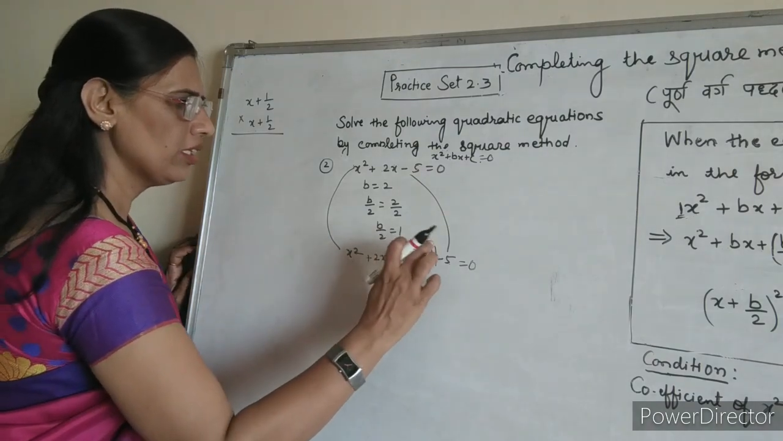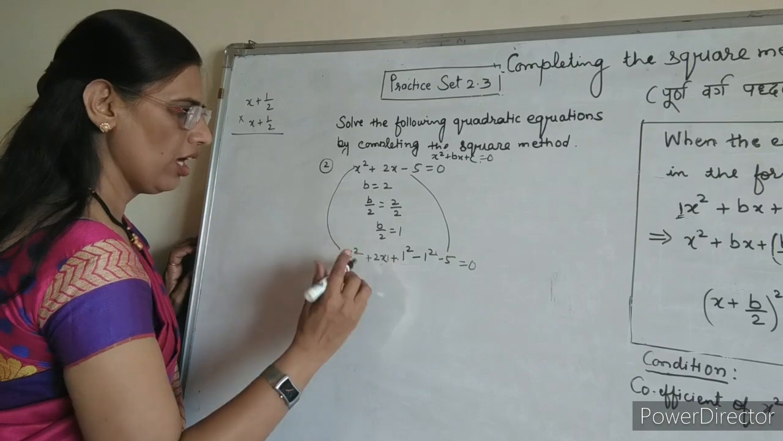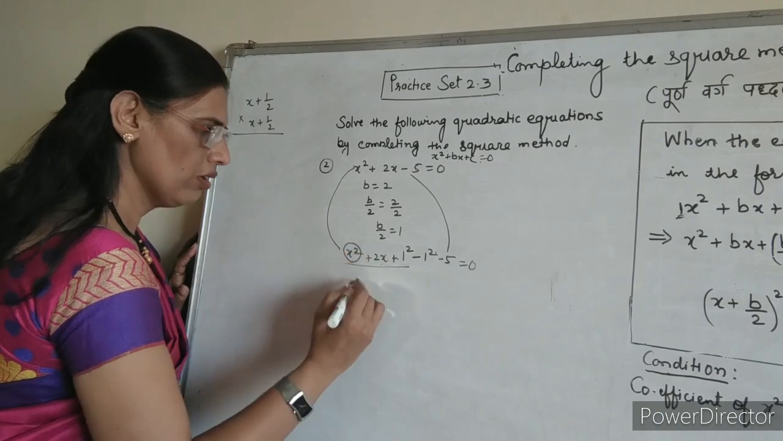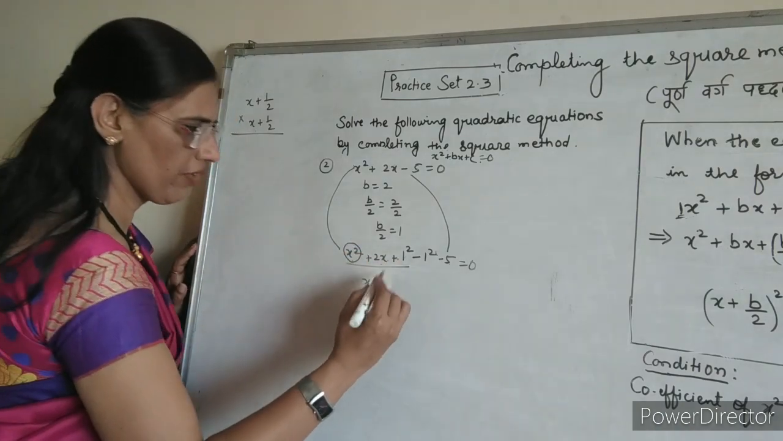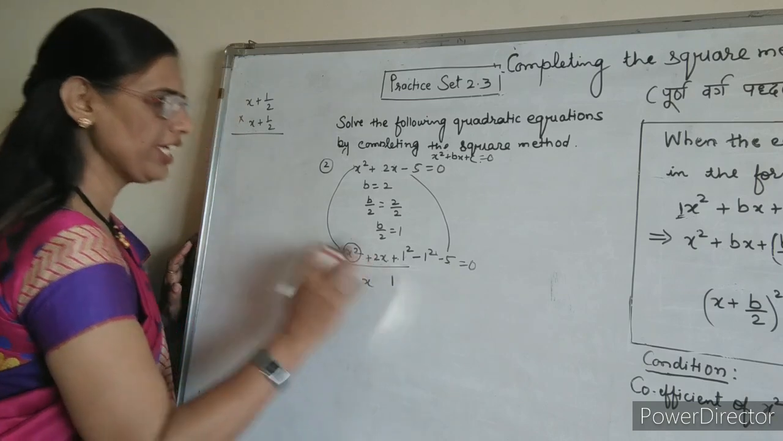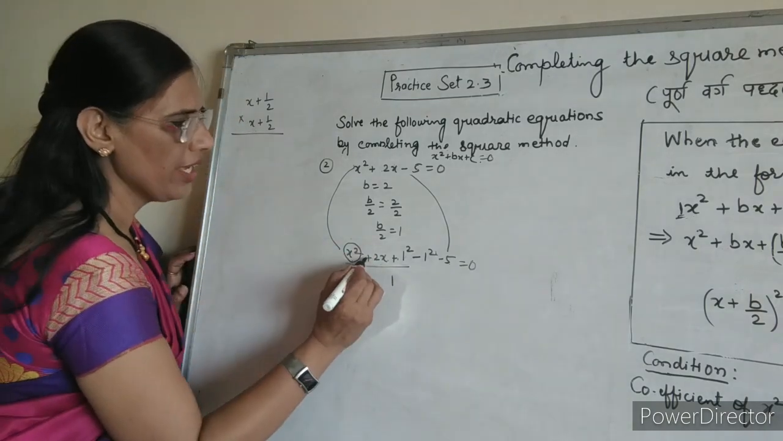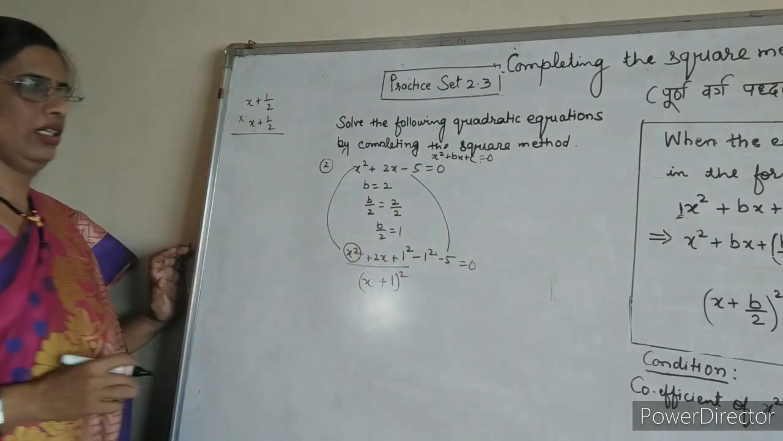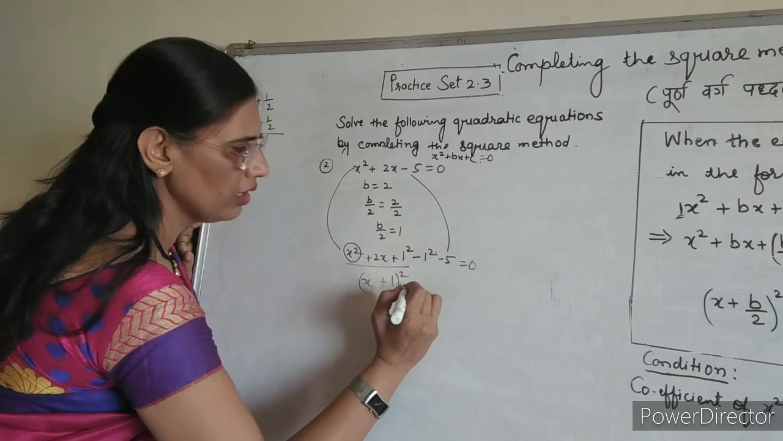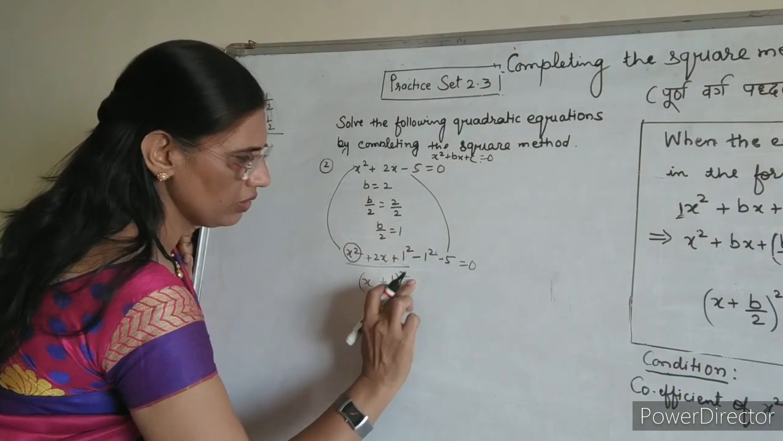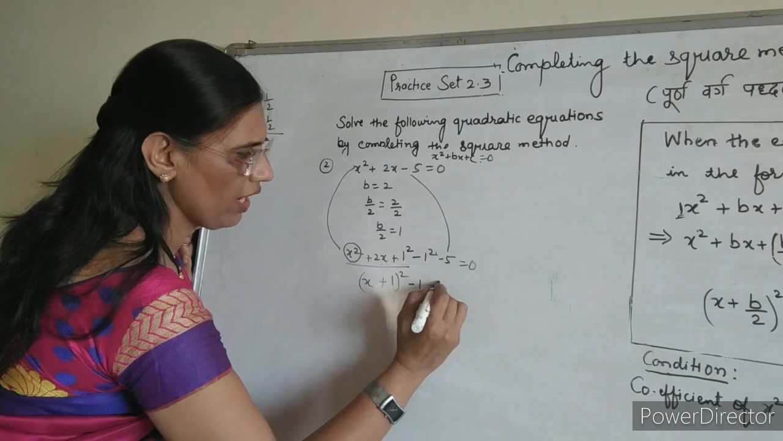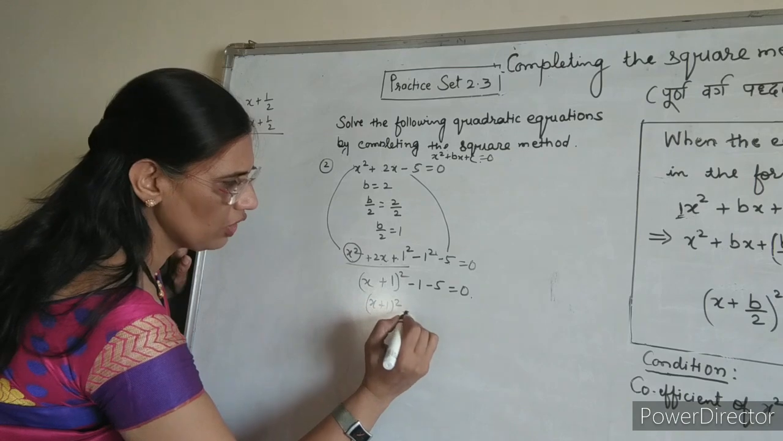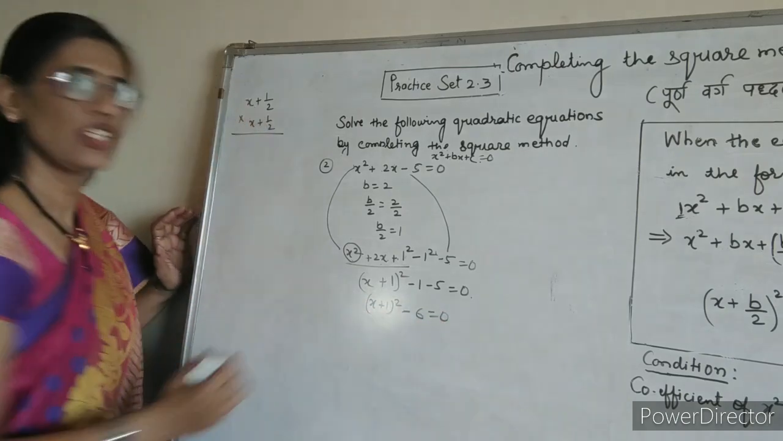Now we get 5 terms and these first 3 terms are perfect square. This is square of x and this is square of 1. Again, which sign you will give here? Here plus. So we get this perfect square. Then we get 1 square, that is 1. Negative 5 is equal to 0. So (x plus 1) whole square minus 6 is equal to 0.